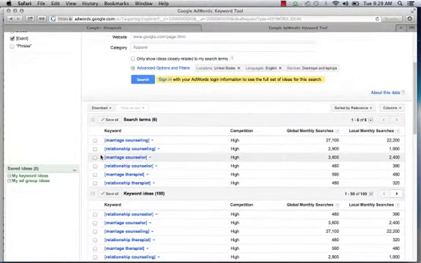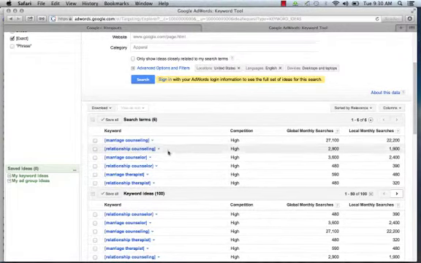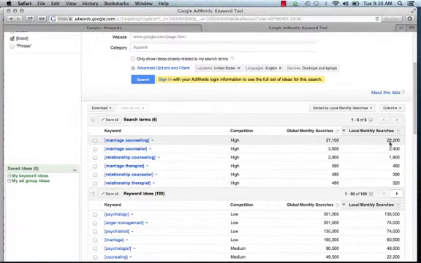Now this is for all of the US, okay? And all of the US is actually in the local monthly. Global is for the whole world. So most of the people searching for marriage counseling are actually in the US. Isn't that interesting? Relationship counseling. So this sorts it. You can see if you click on it, it'll sort it from top to bottom. So marriage counseling is the most searched term.